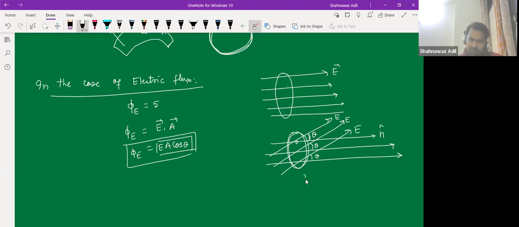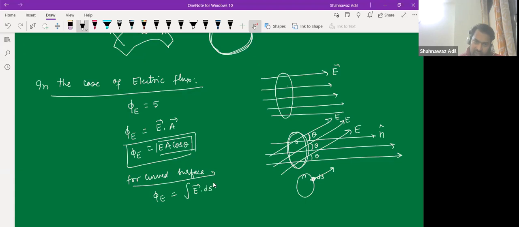If you have a curved surface, then you take a small area element ds, and the electric field passes normally to this one. So for a curved surface, you take your electric flux as the integral of E dot ds. You take a small area element ds, and then you integrate all over it. So then you will get the electric flux.